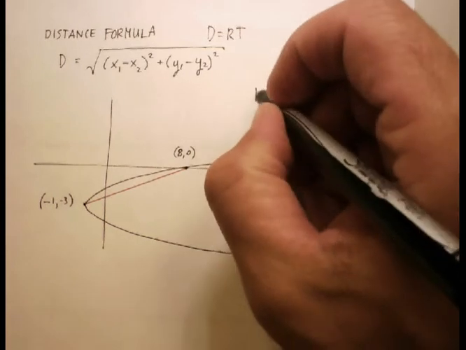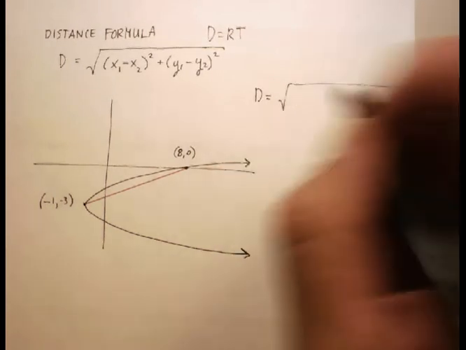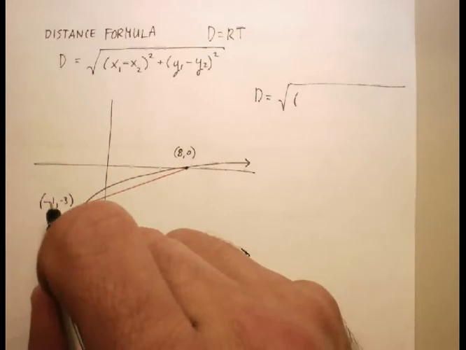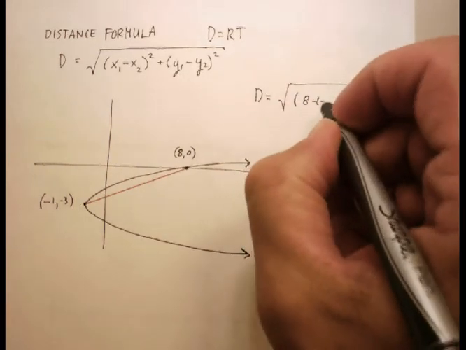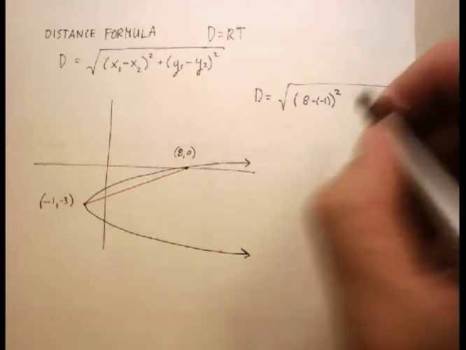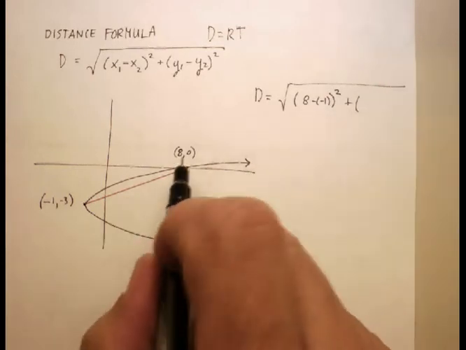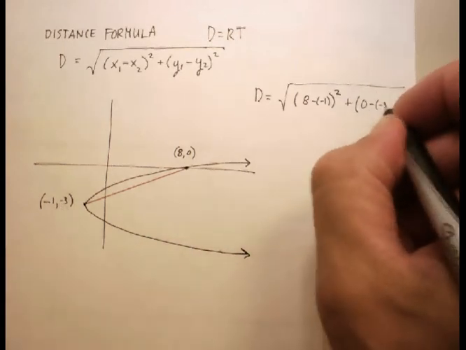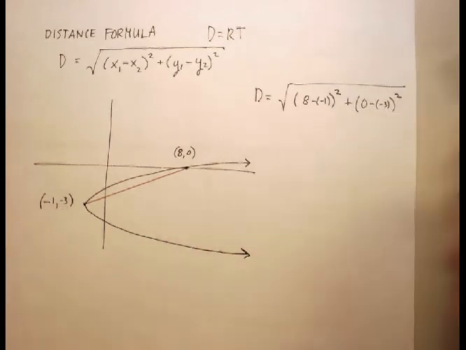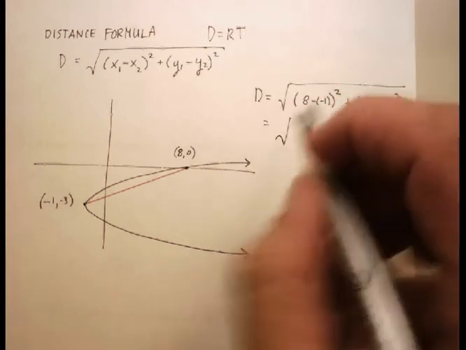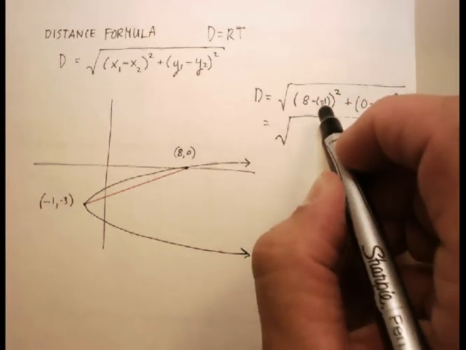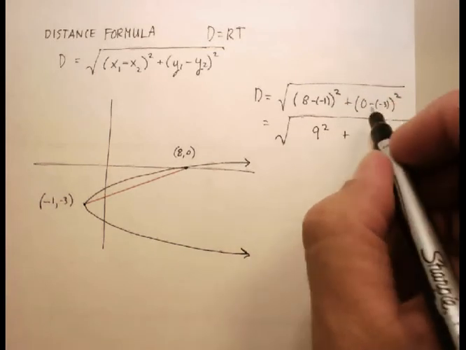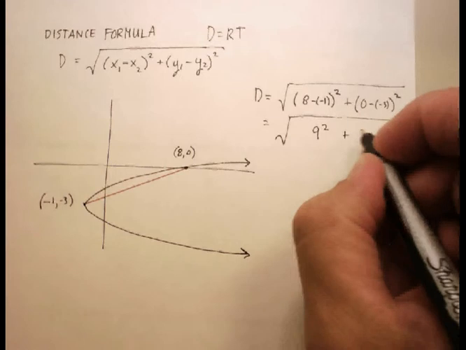Alright, so we said that distance is equal to the square root of the first x, and let's just choose this one, so 8 minus -1, and then we're going to square that. Plus the difference between, and let's again just use this one, 0 minus -3, and then we're going to square that. Let's keep going. 8 minus -1 is 8 plus 1, or 9, so it's going to be 9 squared. Plus 0 minus -3 is going to be plus 3, or 3 squared.